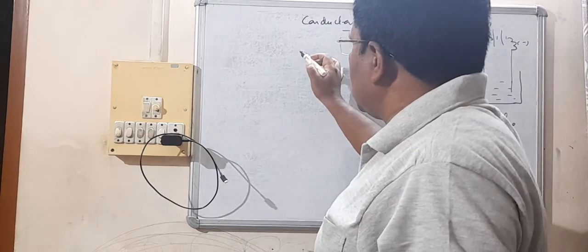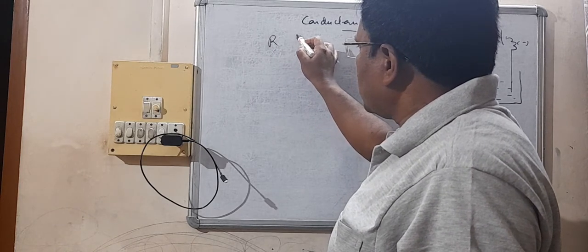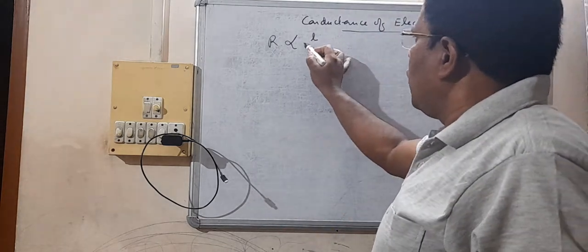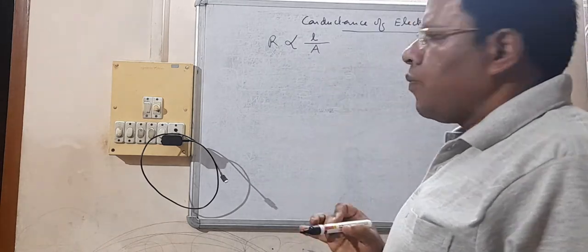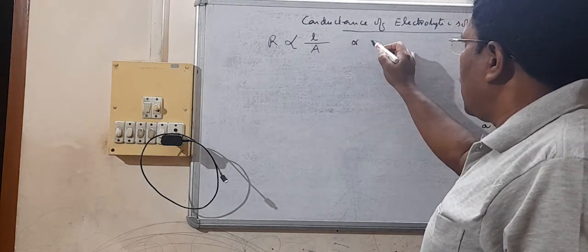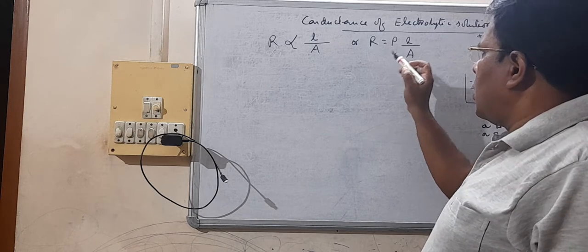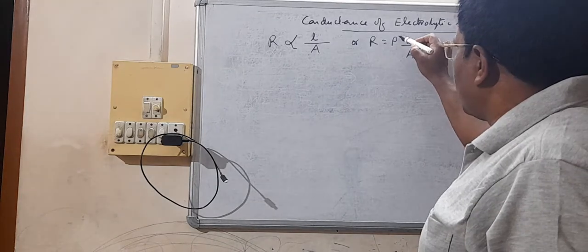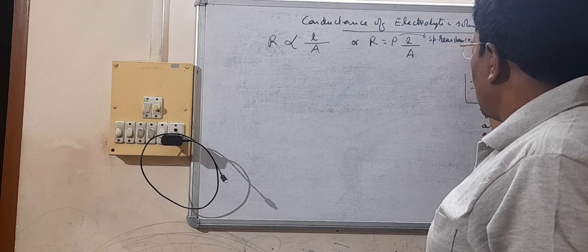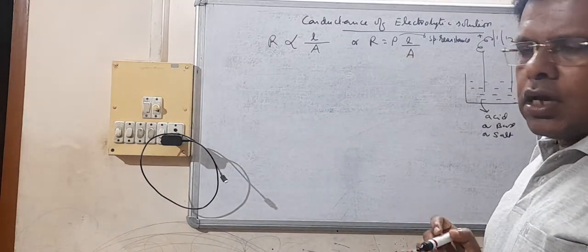Now you have studied in physics that resistance of a conductor is directly proportional to the length of the conductor, inversely proportional to the area of cross section, and from here we can write R is equal to rho L by A, where this rho is called specific resistance or resistivity, and this R of course is resistance.